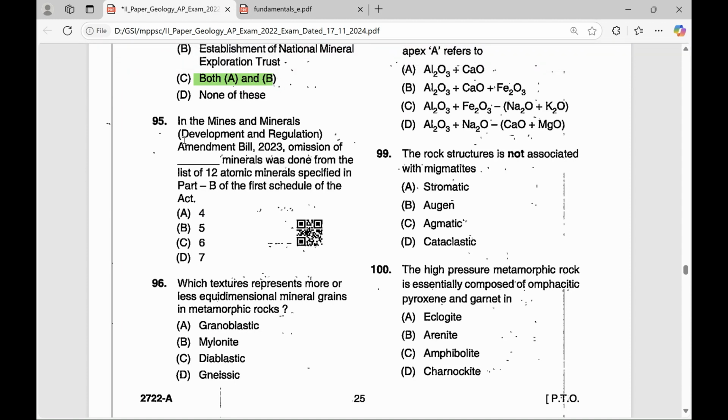In the Mines and Minerals Development and Regulation Amendment Bill 2023, omission of dash minerals was done from the list of 12 atomic minerals specified in Part B of the first schedule of the Act. So the answer here is 5. So the answer will be B.